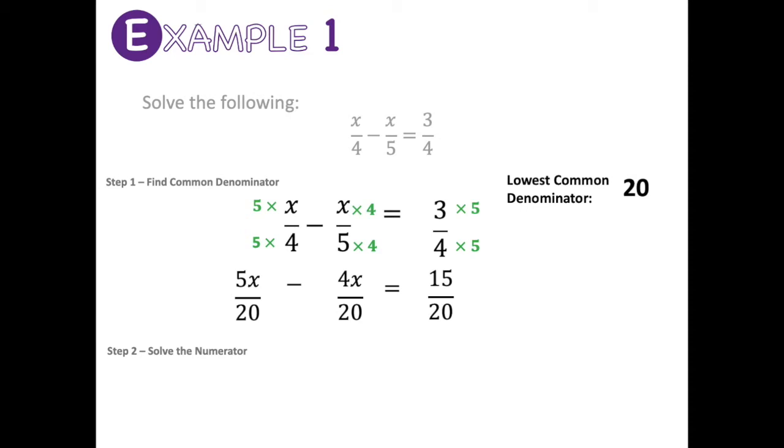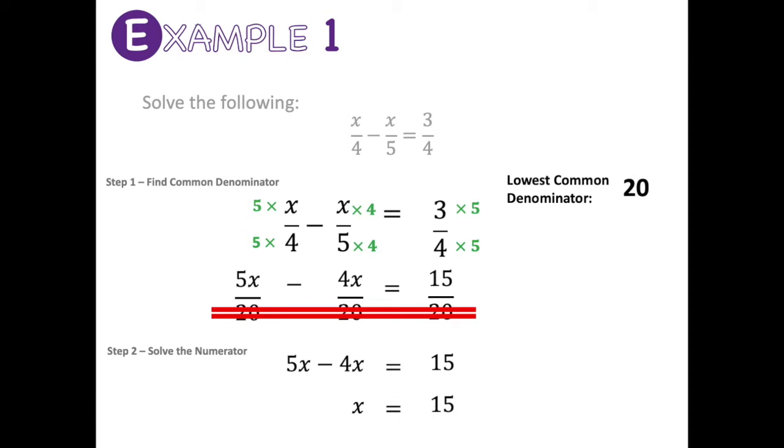Now that all of my fractions in that equation have a common denominator, I can go ahead and remove my denominator. That leaves me with 5x subtract 4x is equal to 15. So 5x minus 4x is equal to x. So x is equal to 15.